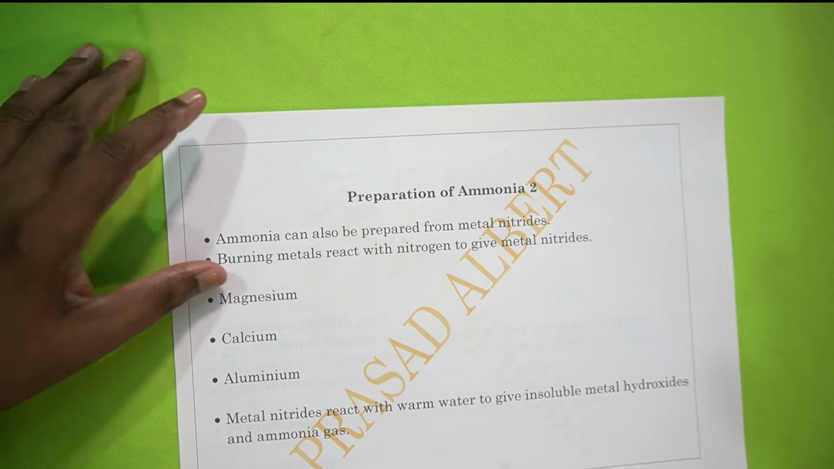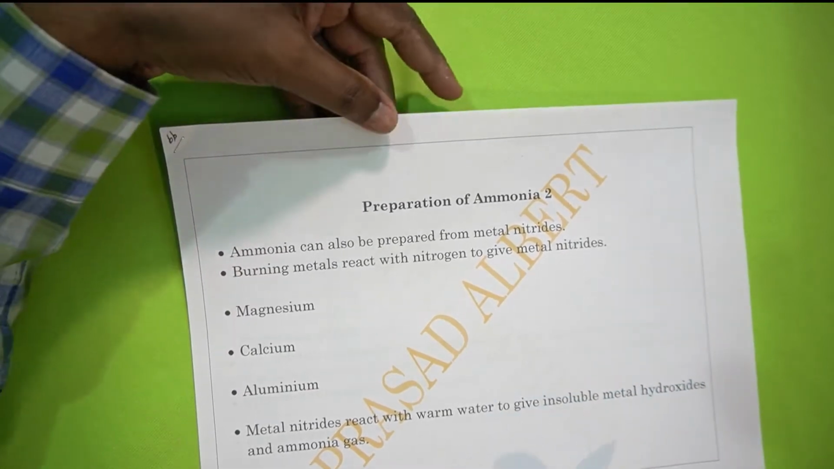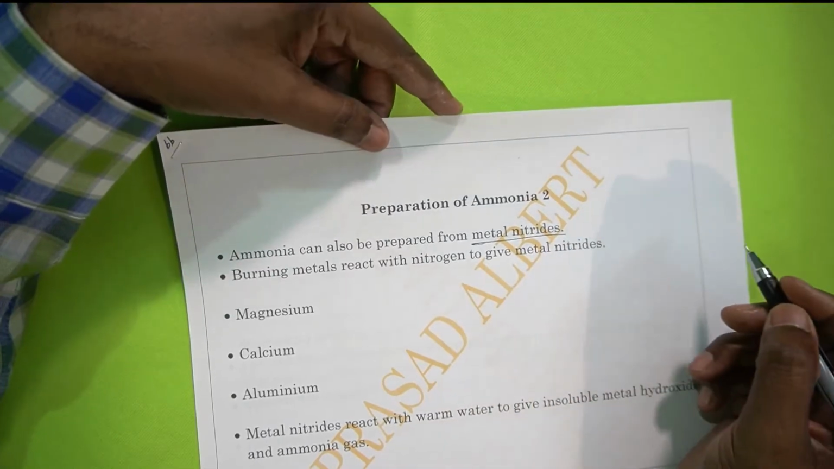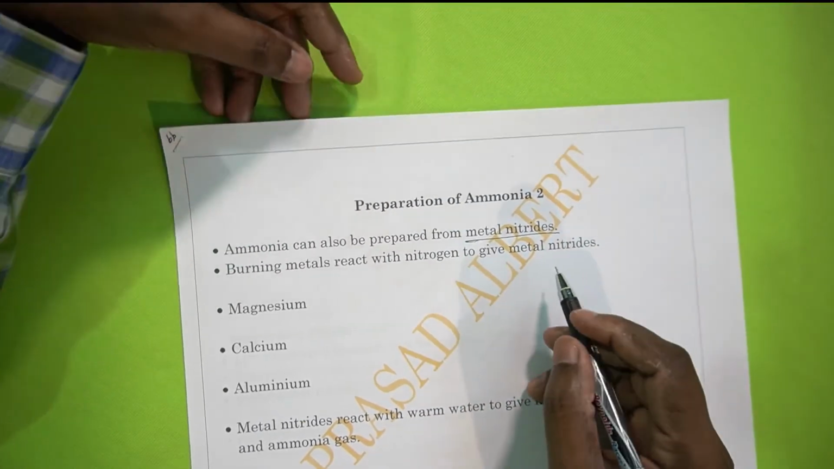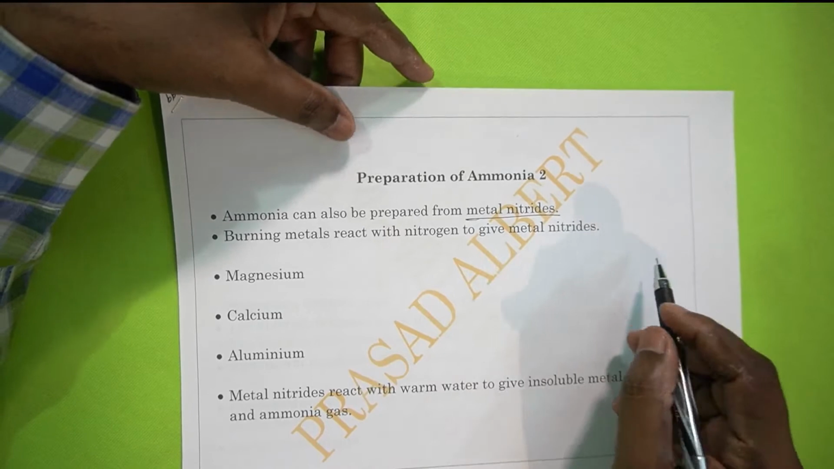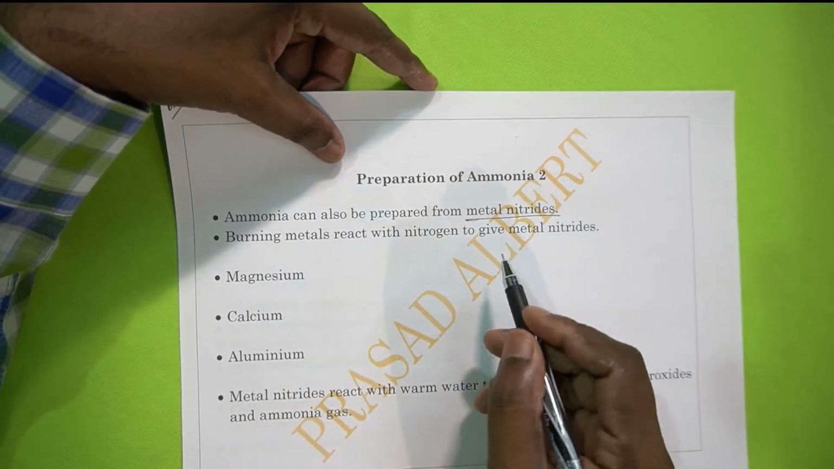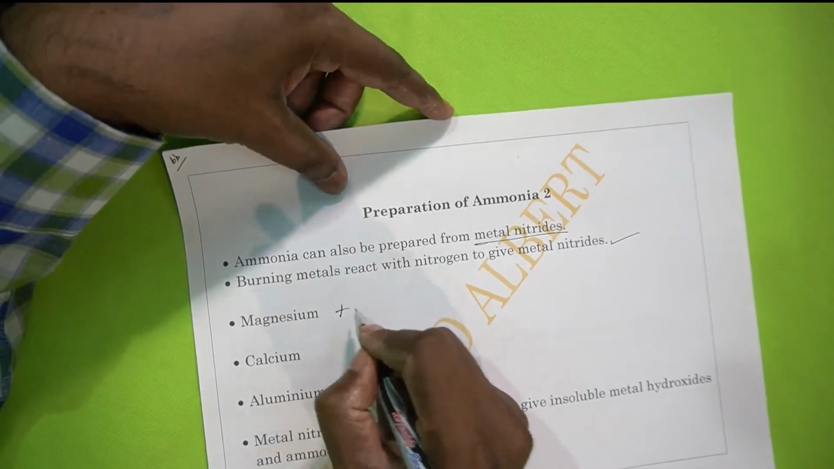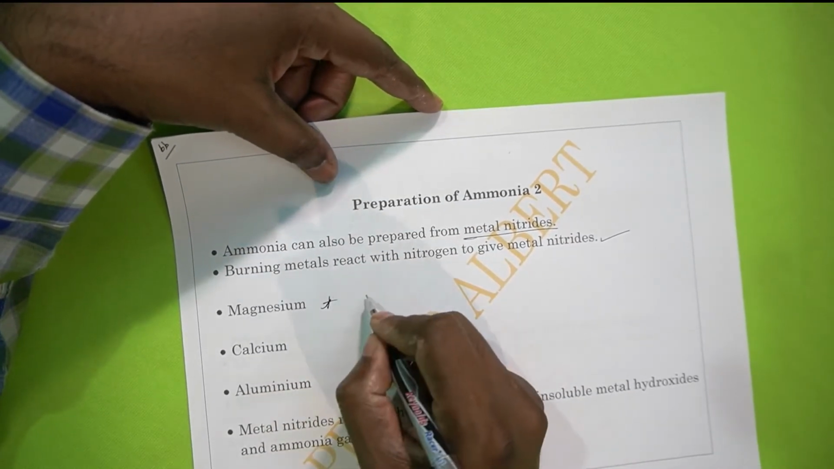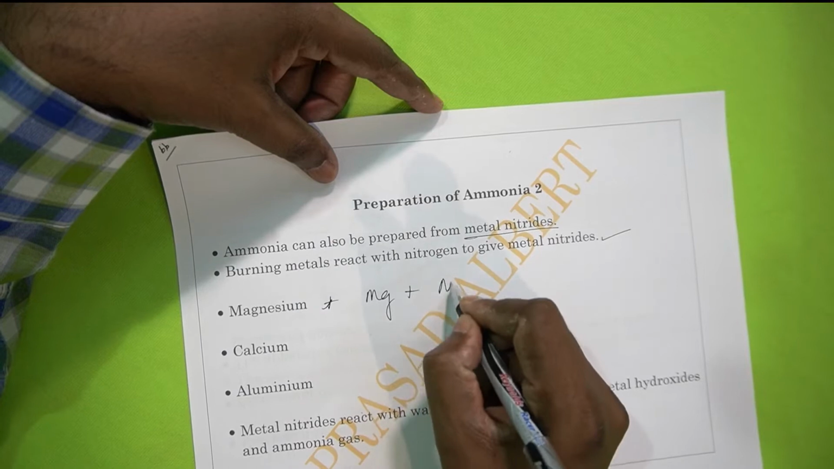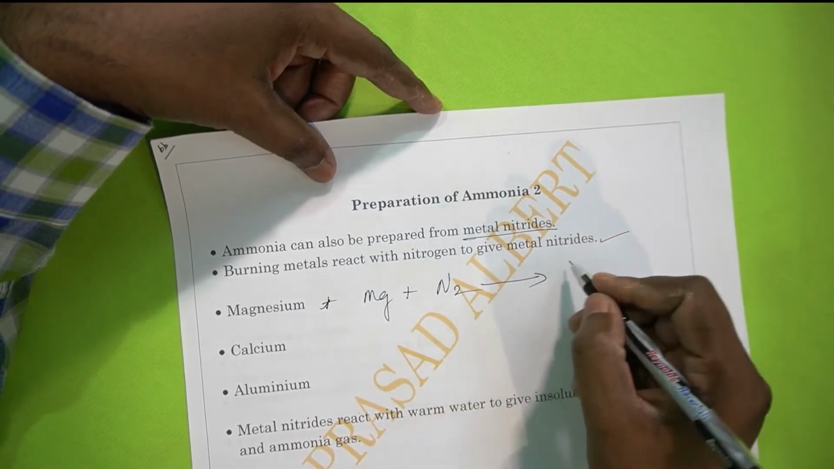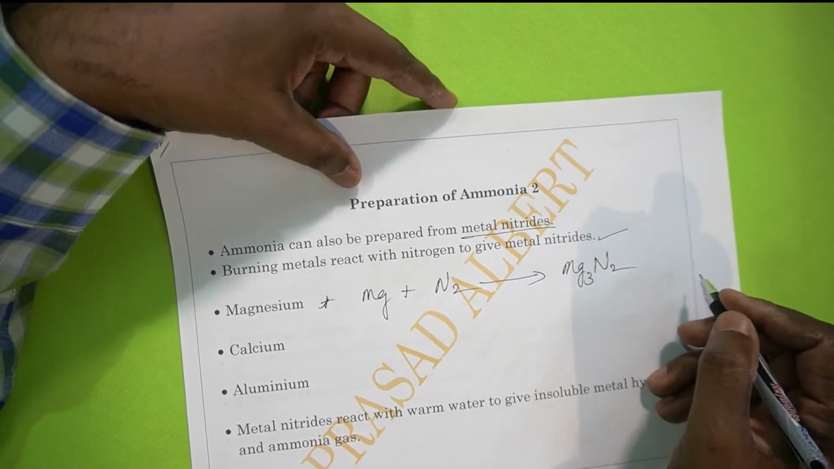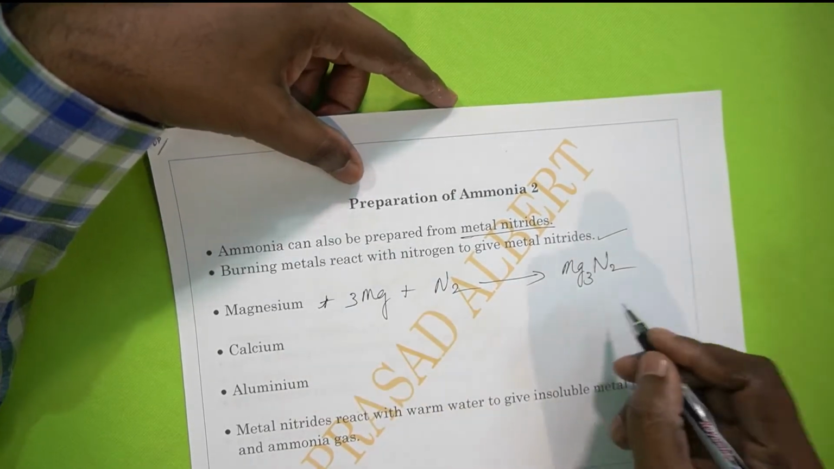As we have seen in the previous method, alkalis react with ammonium salts. Here we have metal nitrides reacting with water. So how do we get metal nitrides? Metals, when burning in nitrogen, give metal nitrides. Example, magnesium burns in nitrogen: Mg plus N2. On burning, it produces magnesium nitride, Mg3N2, so 3 Mg.